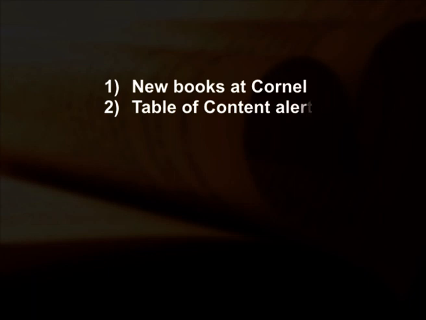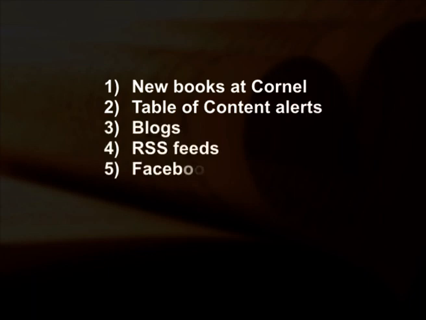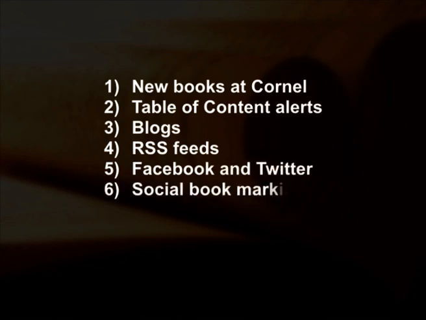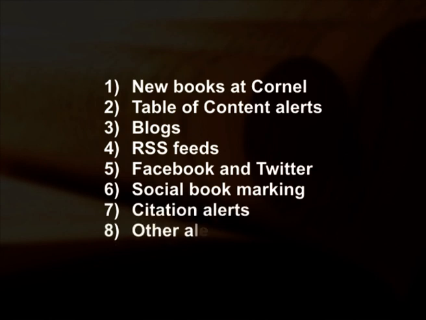Cornell University Library is providing mainly 8 types of current awareness service. They are 1. New books at Cornell, 2. Table of content alerts, 3. Blogs, 4. RSS feeds, 5. Facebook and Twitter, 6. Social bookmarking, 7. Citation alerts and 8. Other alerts. Now, let us have a brief description of this method.